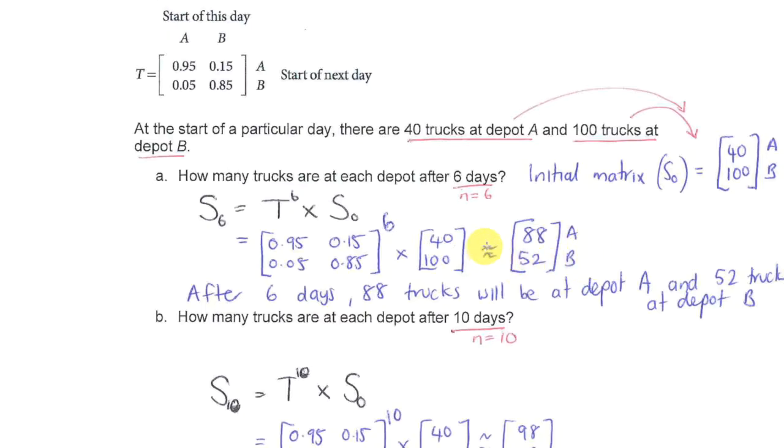Notice that there are a couple of squiggly lines that just means approximately equal, so you round it to the nearest whole in these examples.